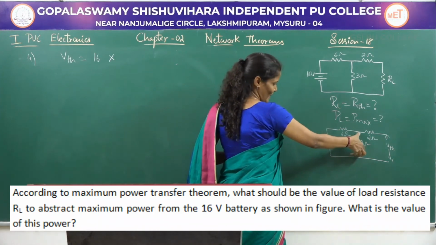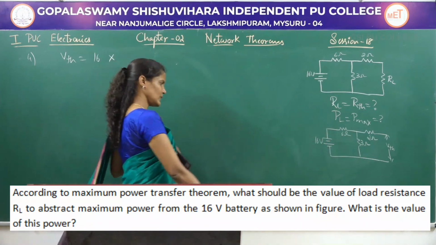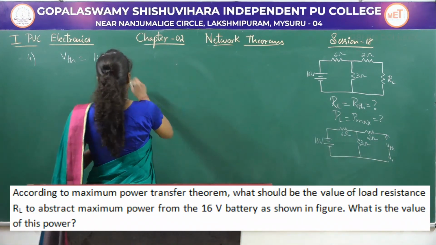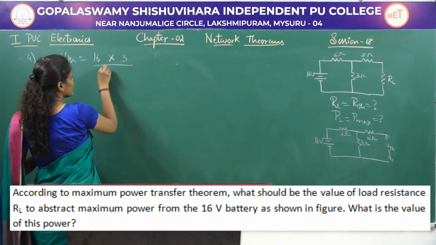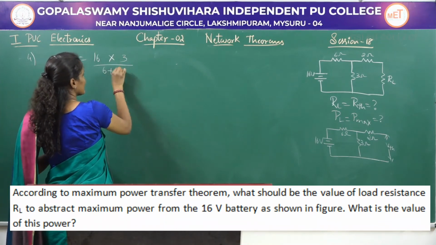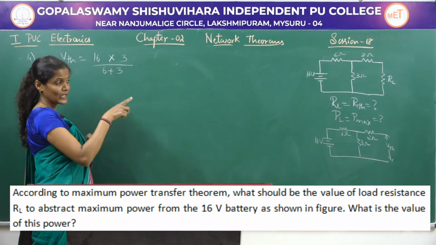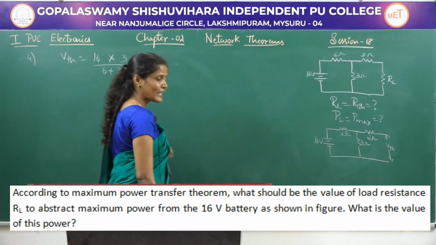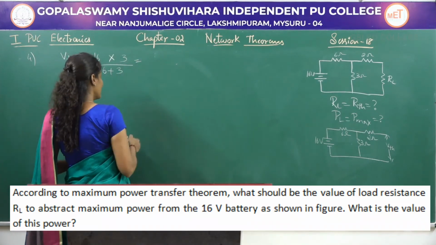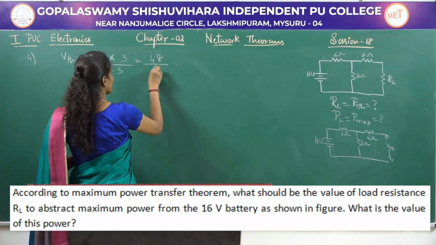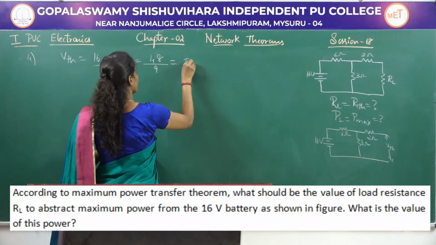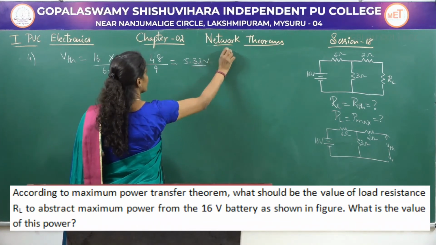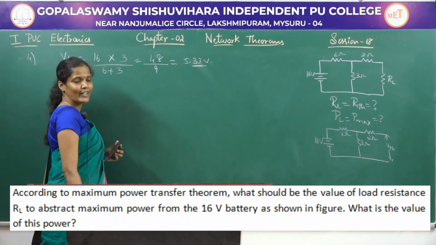resistance across which I am measuring the voltage. That is, V Thevenin is same as the voltage across this 3 ohm resistance. So 3 divided by 6 plus 3, that is the sum of the resistors which is present in that loop. Here in this loop I am having 6 and 3, so 6 plus 3. So 16 threes will give me 48 divided by 9. So 48 divided by 9 gives me 5.33 volts. So this is the value of V Thevenin.